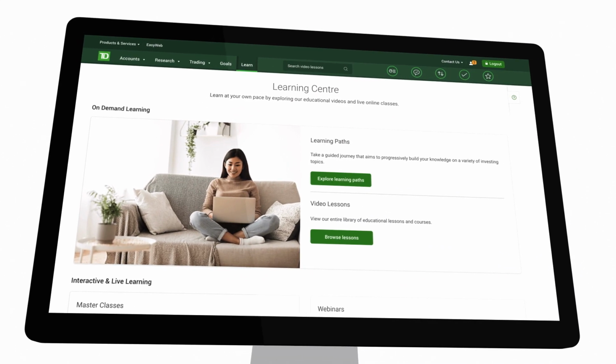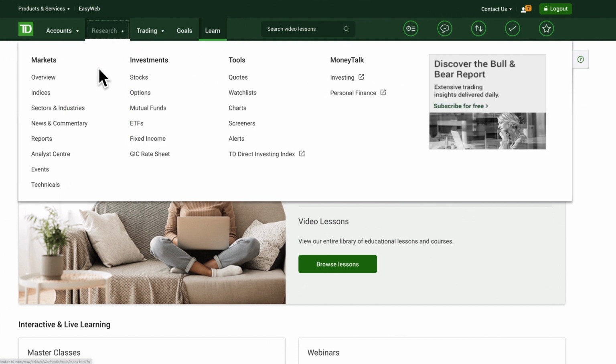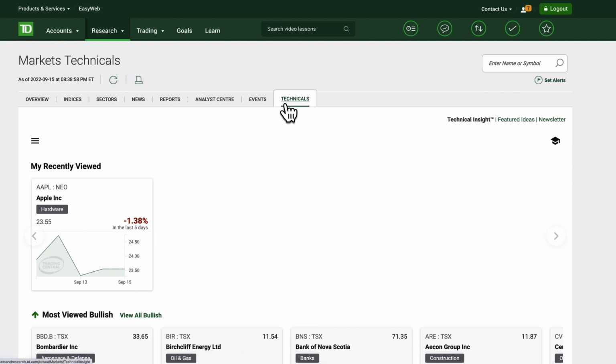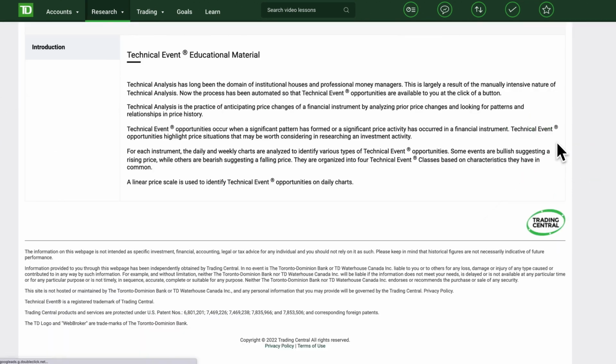Learn more about oscillators by going to Research, Markets, Technicals, Education, and then Oscillators.